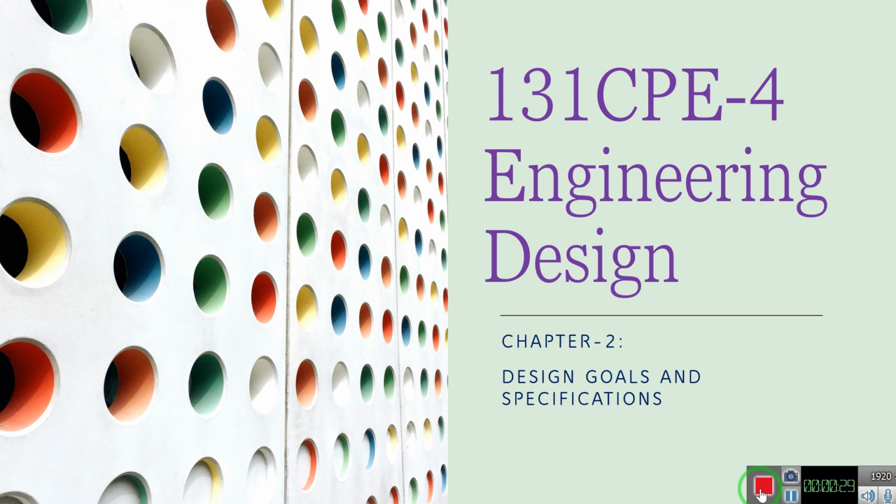Now, in that steps and flowchart, the first point was how to define a problem. We studied in chapter 1. And in defining a problem, we studied what is the problem statement, and we studied design notebook and mind map and concept generation. These all we studied under defining a problem. Now, coming to chapter 2, design goals and specifications.